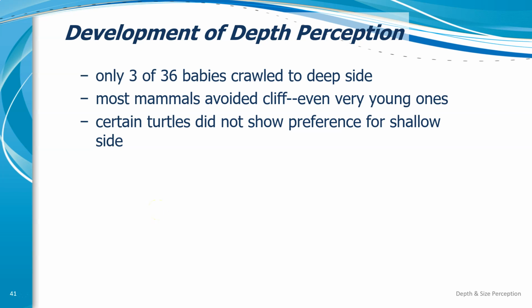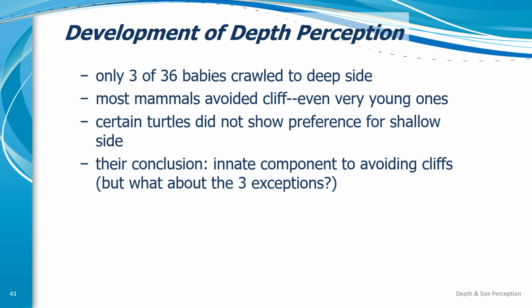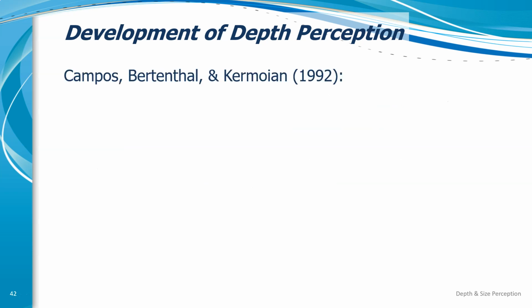Okay, the conclusion from Walk and Gibson, and I have to point out, this is their conclusion. They concluded that there is an innate component to perception. You're born with the ability to pick up depth, and this is seen in your actions, that you will avoid cliffs. But then what about those three exceptions? What about those three babies that did crawl over to the deep side? Oh, well, they win the Darwin Awards. No, that's not it. Unfortunately, there were confounds in this original experiment. So let's take a look at some of that.